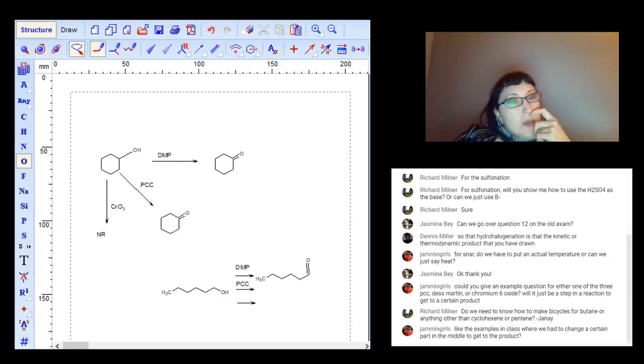Okay, so that would give you the aldehyde, and then if you did it with the chromium, you would get the same thing, except it would oxidize it one step further down to the carboxylic acid. If you want, you can draw the hydrogen there, but you don't have to.